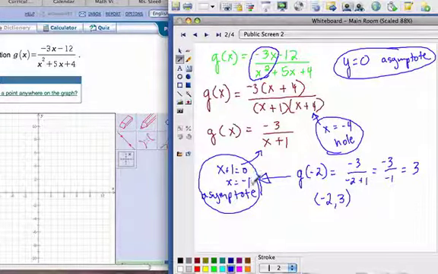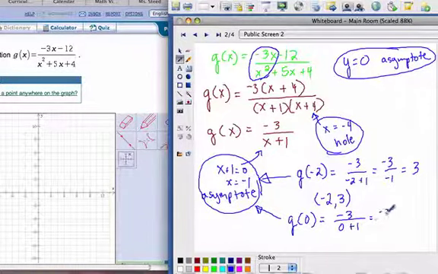And then I want to consider another point to the right of that. So to the right of negative 1, think of the number line, is 0. So I'm going to do g of 0. And I'm going to plug 0 in for x. And that gives me negative 3 over 1, which is negative 3. So there's my other value. When x is 0, y is negative 3.